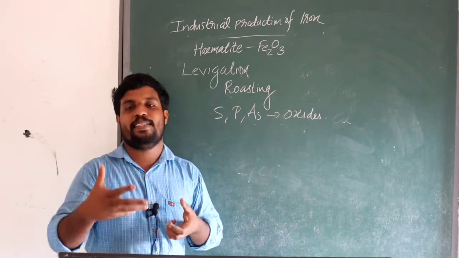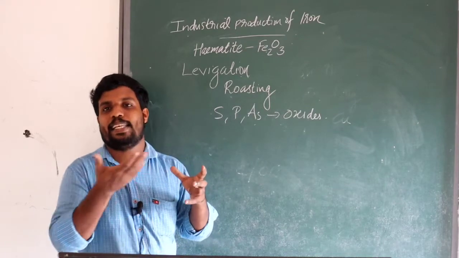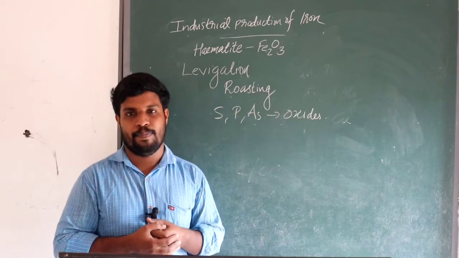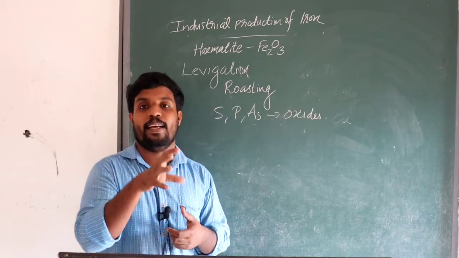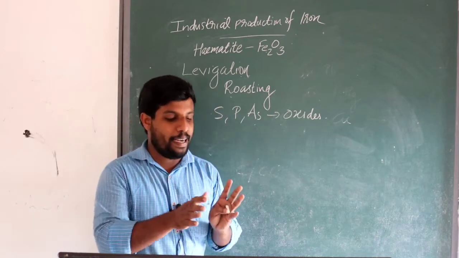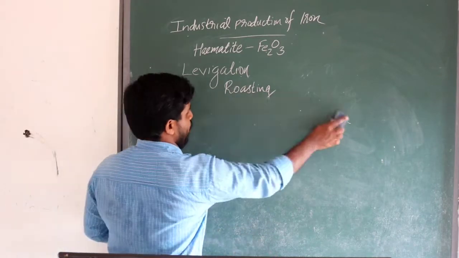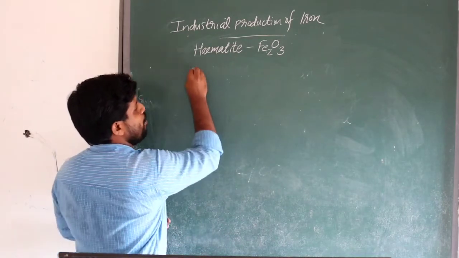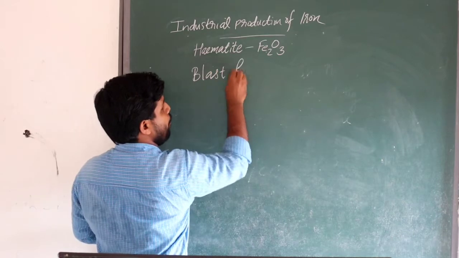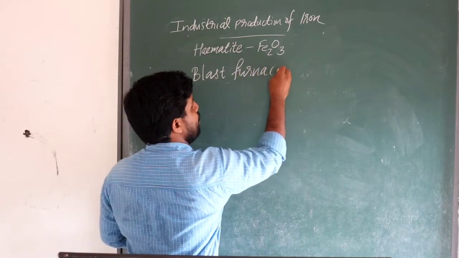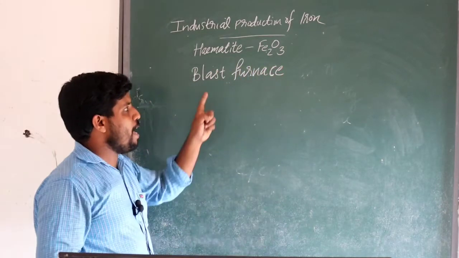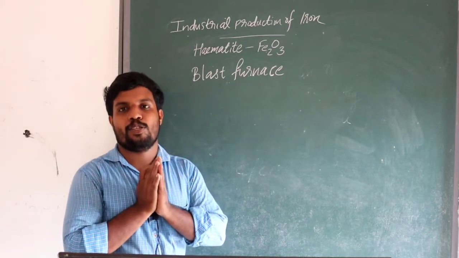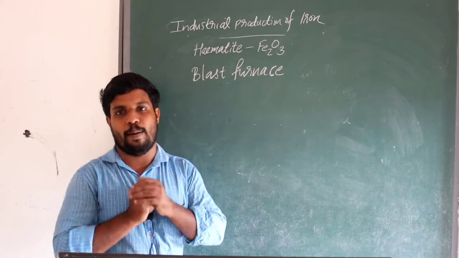Then the last stage, or the second stage, involves the extraction of the metal. We want to extract the metal iron from hematite. That needs reduction. The reduction will be carried out in an equipment that is very, very important from this area. Please listen. That instrument is known as the blast furnace. The blast furnace is the instrument that is used to reduce the hematite.